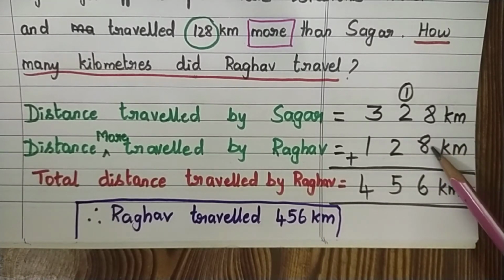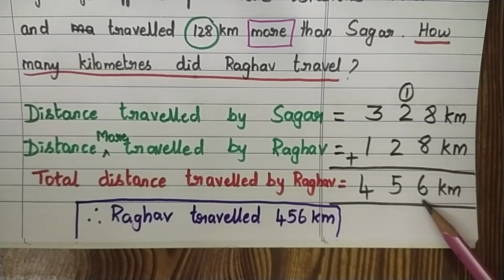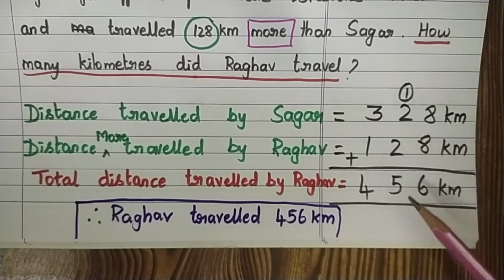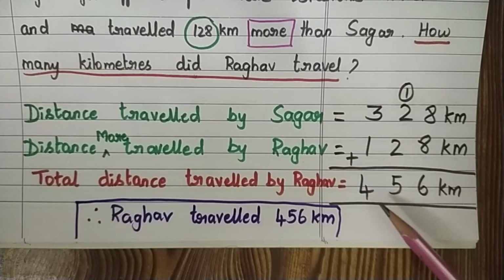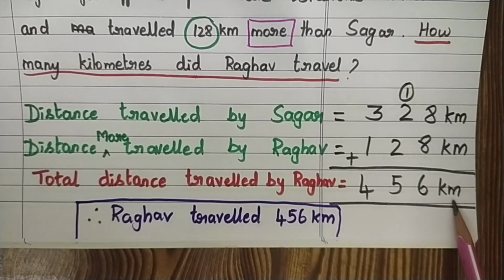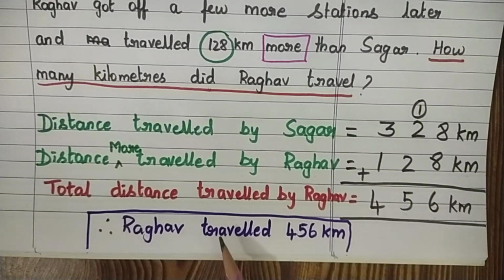So, 8 plus 8 gives us 16. So, 6 here and 1 as a carryover. 1 plus 2 gives what? 3. Wait, 5. 3 plus 1 gives what? 4. So, total distance traveled by Raghav is what? 456 kilometers.